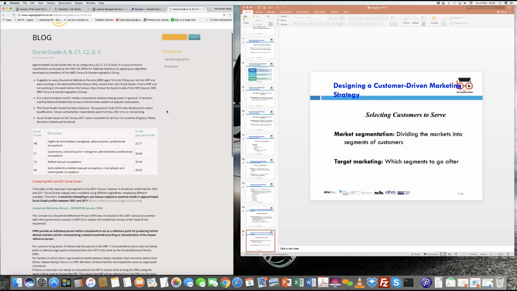And the D and E are classified as people who work in semi-skilled or unskilled jobs, are unemployed, and are basically looking at a minimum living wage, which is 18,600.